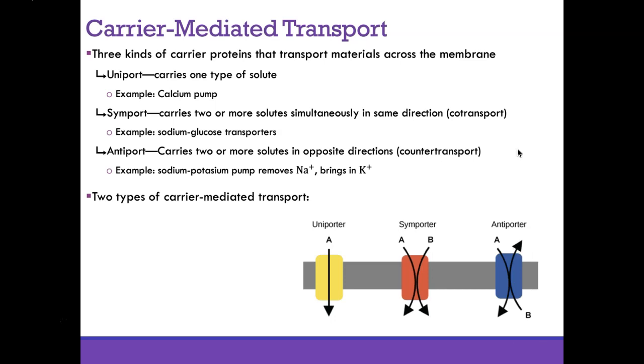So we'll talk about two kinds of transport that utilize these carrier proteins. The first is called facilitated diffusion, where no energy is needed. You're going from high concentration to low concentration. Finally, we'll talk about active transport, in which energy is required. That's when you're going from low concentration to high concentration.